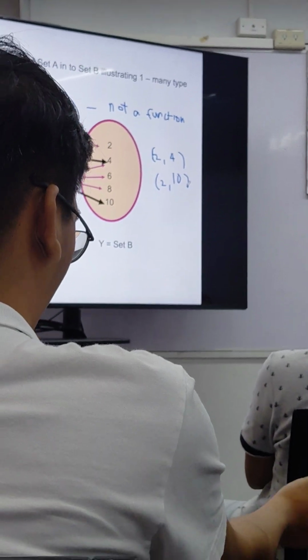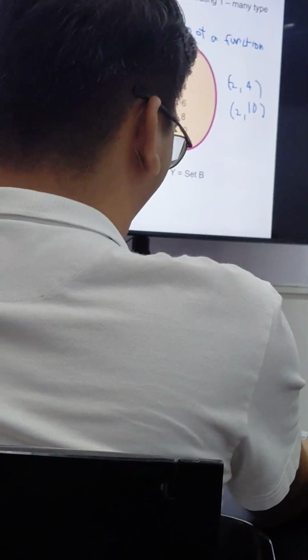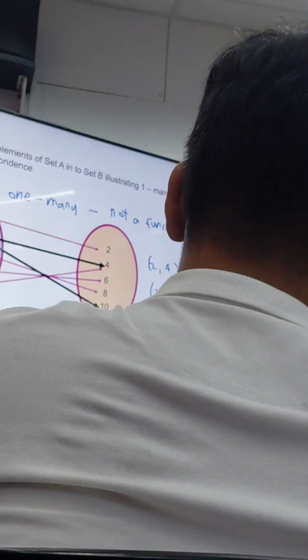Kasi you have 2, 4, tapos 2, 10. So meron kang, ayan, para sila ng first element, which is 2. So hindi siya function. Okay? So, one example niya is the graph of the parabola whose axis is along the x-axis.